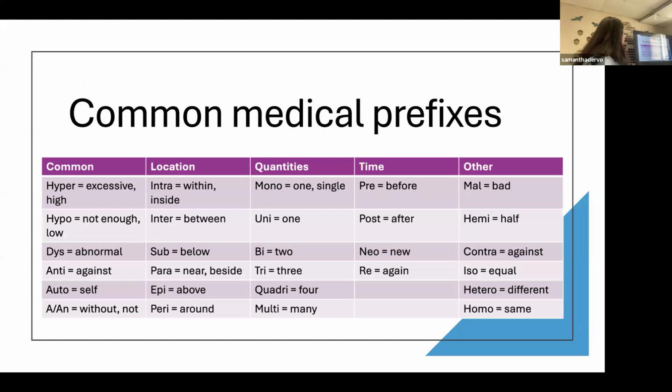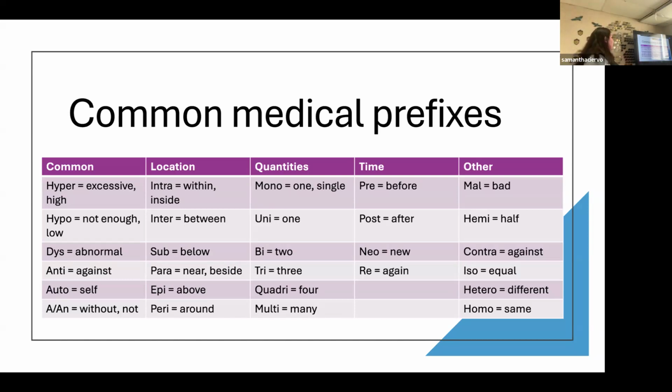Okay. So the first thing that we're going to talk about is common medical prefixes. Prefixes are the beginning parts of a word, okay? I know this is a lot on the slide, but we'll break it down. Some prefixes can give you information on location, the amount, the time of things, and some other really commonly occurring prefixes. Have you guys ever heard of hyper or hypo? Does anyone know what hyper means? High. What about hypo? Low.